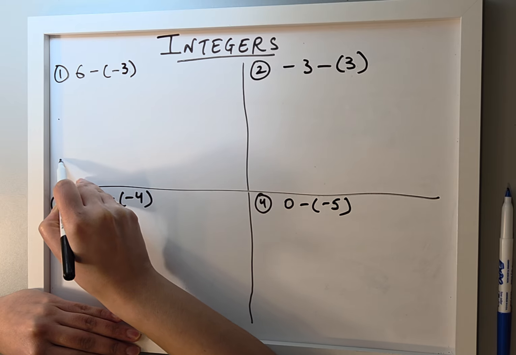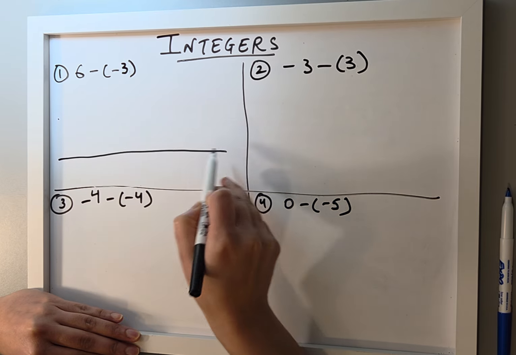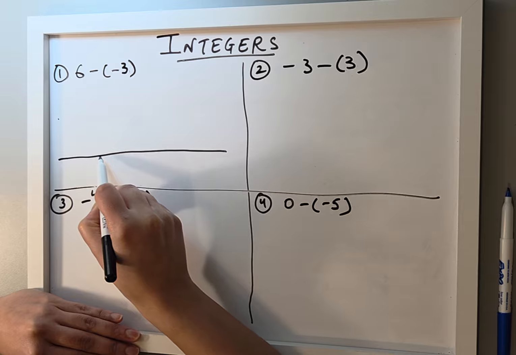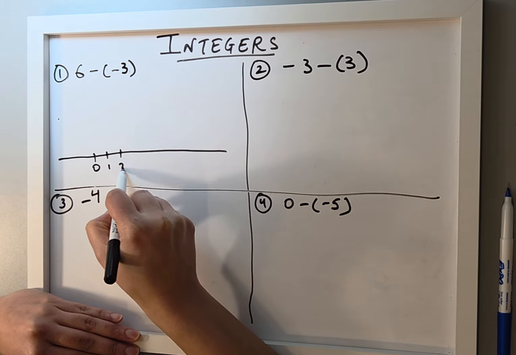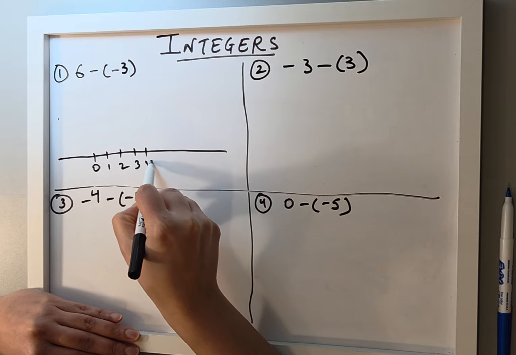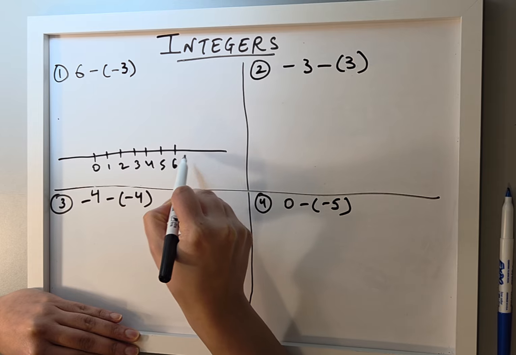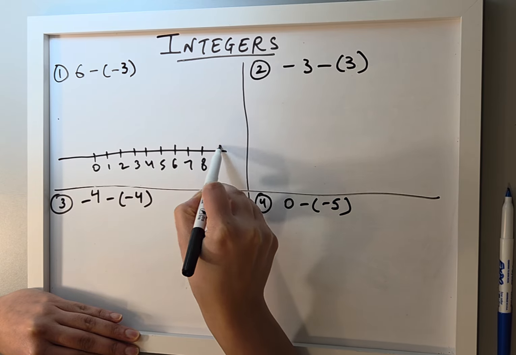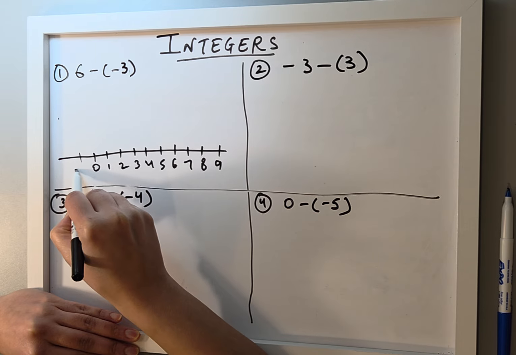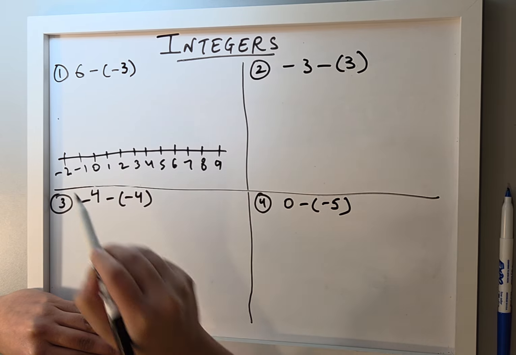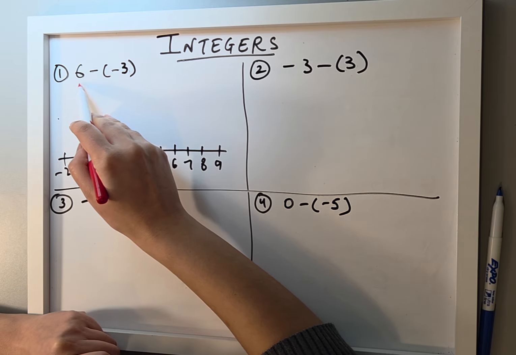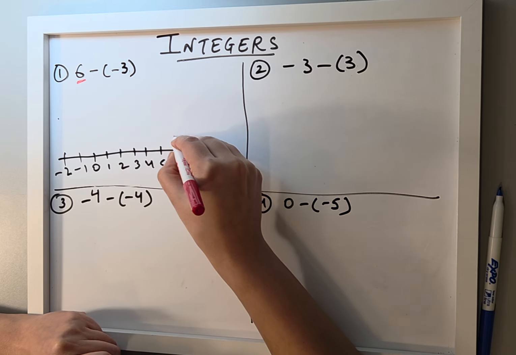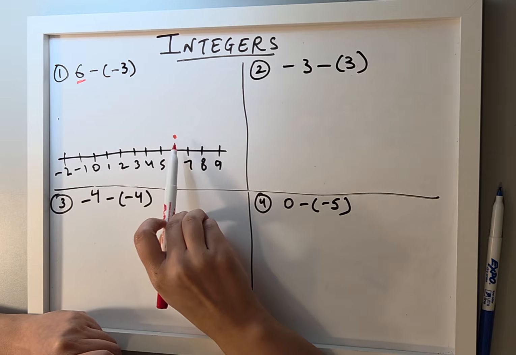I will draw a number line first. Okay, and let's see here. 0, 1, 2, 3, 4, 5, 6, 7, 8, 9. And here I can say minus 1 and minus 2. Okay. So the first number we have is 6. Positive 6. 6 is here.